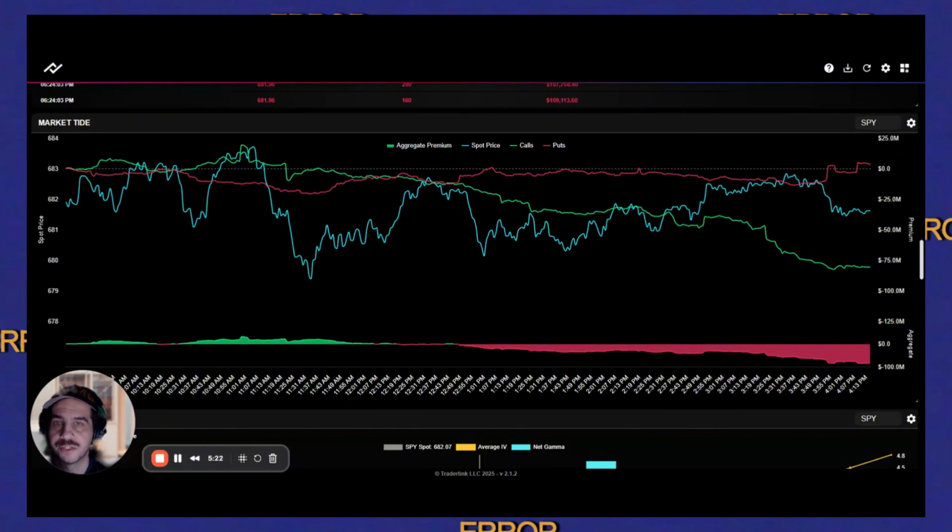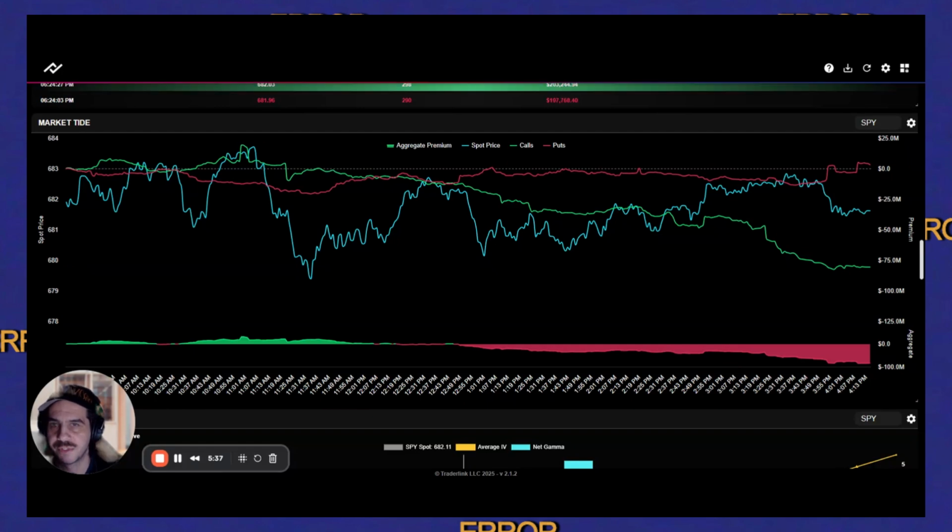Now, the divergence, this is the moment where the market tide proved itself. SPY tries to bounce multiple times, but during those bounces, call premium is still dropping and put premium is still rising. That's a bearish divergence example. And what happens afterward? SPY breaks lower exactly in sync with premium flow. Premium flow is what is going to lead that move that we're looking for in the market throughout the day. This is why market tide is a cheat code.